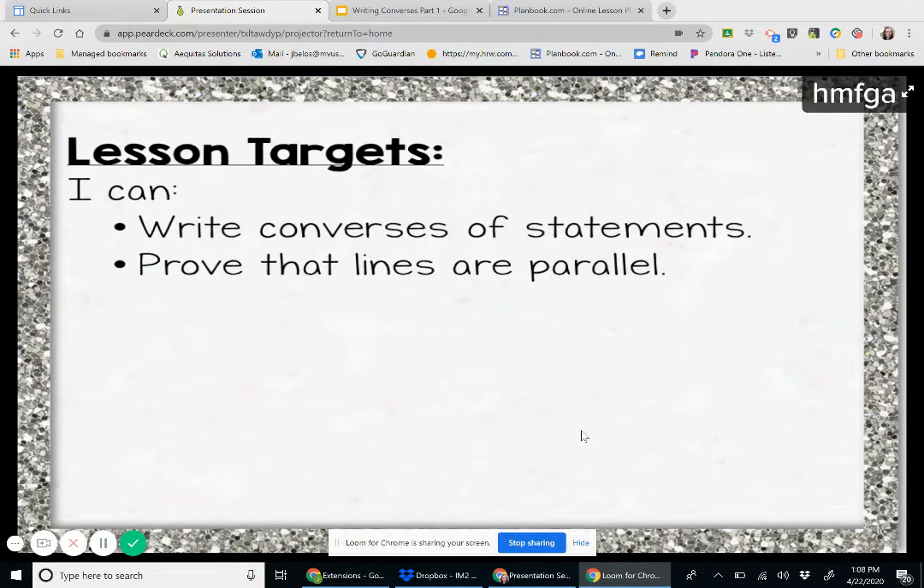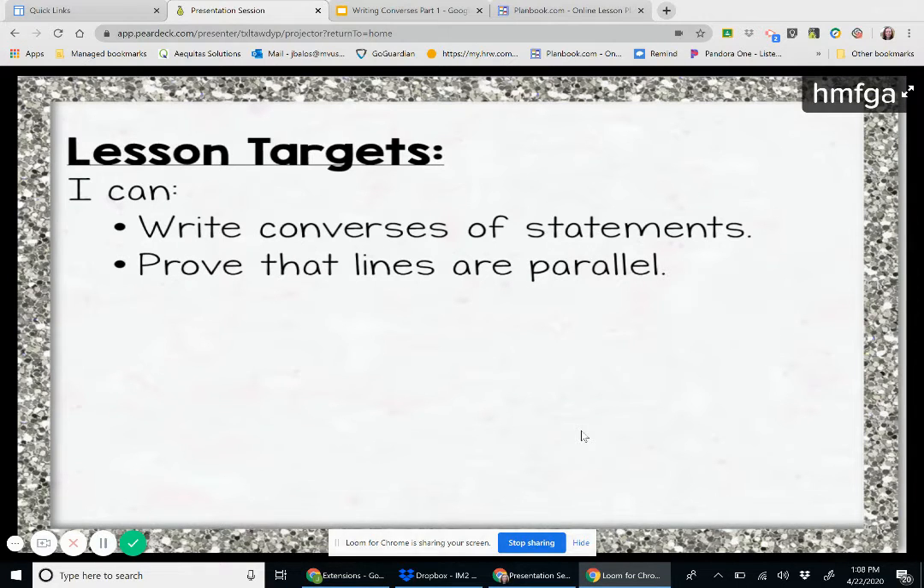Today, we're going to talk about the converse of parallel line theorems. Remember last week I taught you that if you have two lines that are crossed by another line, it creates special kinds of angles. We've got alternate interior, alternate exterior, same side interior, and corresponding angles. We also know that if the two lines are parallel, those angles have special relationships.